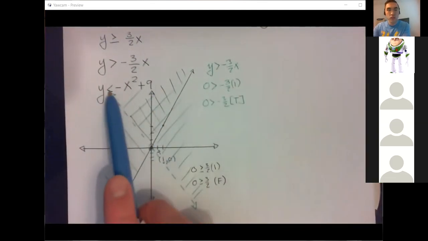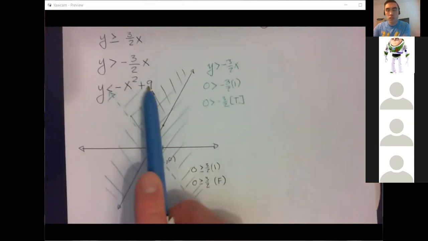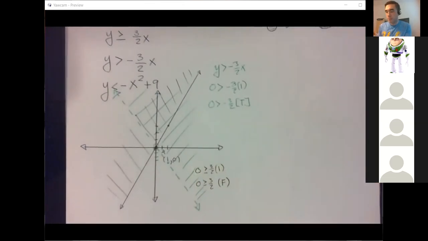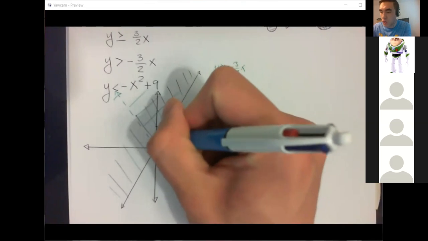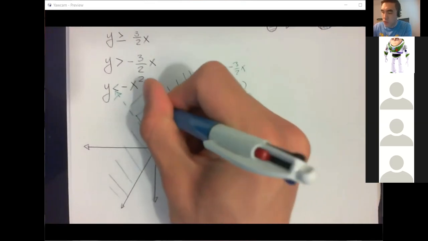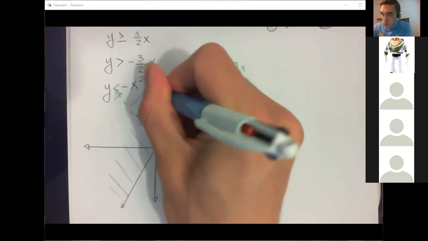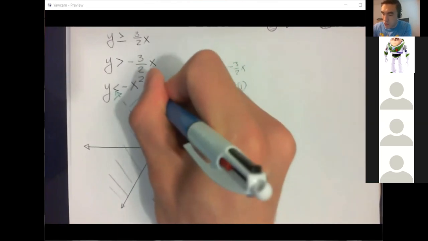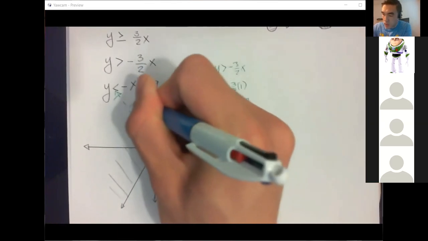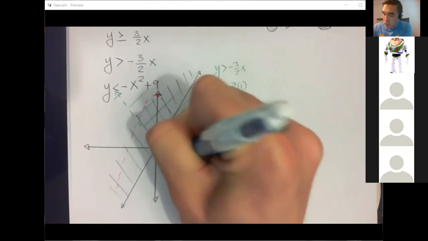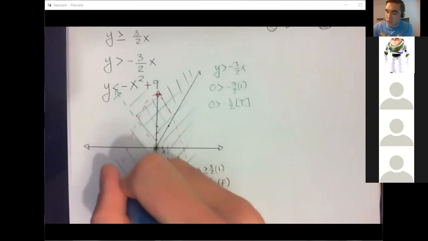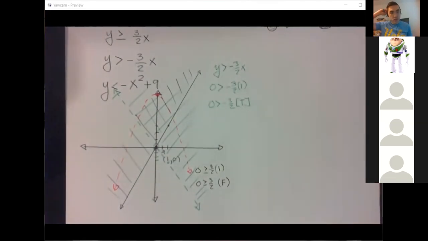And now for my final equation, y is equal to negative x squared plus 9. What shape is that? Parabola. It's a negative parabola shifted upwards 9 units. So I'm going to go up 9 units. 1, 2, 3, 4, 5, 6, 7, 8, 9. Put that here. Bring down my parabola as a dotted line to go through its roots, 3 and -3. And for this parabola, since it doesn't go through the origin like the other two lines, I can use 0, 0 as my test point for it.